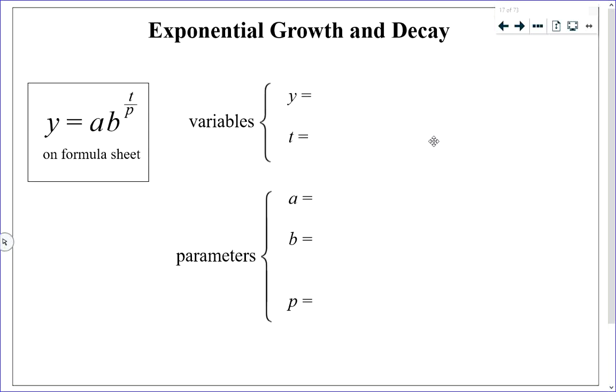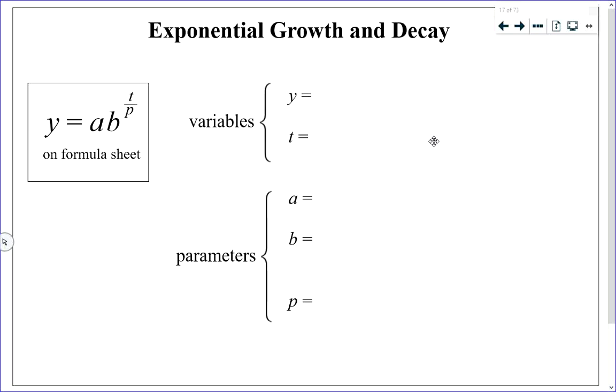So if I have $10,000 that I deposit into an account that pays 6% interest compounded quarterly, then the value of a, b, and p for that situation defines that problem. Whereas if I deposited instead $8,000 in an account that pays 2% interest compounded semi-annually, I'm going to have different values of those three parameters.